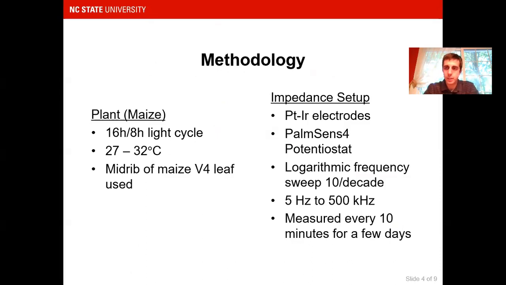We used plants in typical conditions. They were raised slightly above room temperature. On the impedance side, we sweep logarithmically 10 per decade from 5 hertz up to 500 kilohertz. And this was measured every 10 minutes over the course of a few days. So that's how we end up with the longitudinal data.